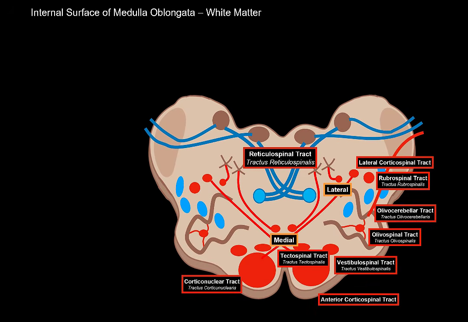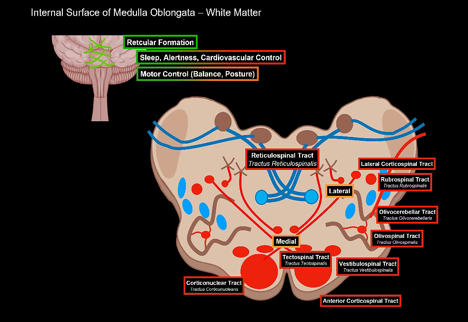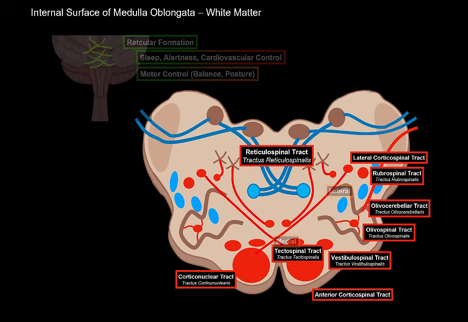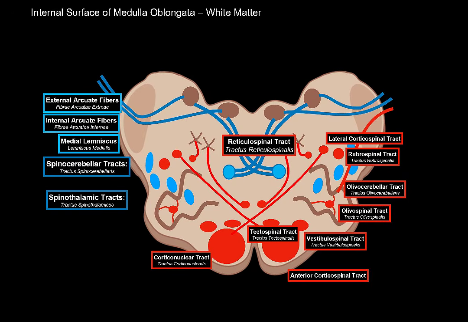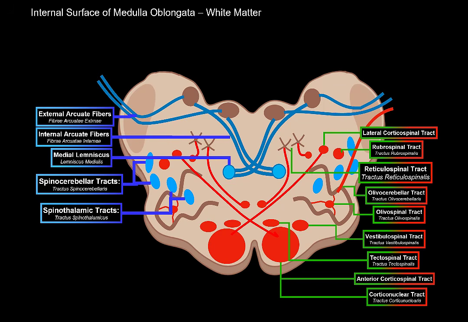They come from the reticular formation inside of your brainstem, and the reticular system is responsible for sleep and alertness and cardiovascular control and breathing and all of those vital things, but they're also responsible for motor control like your balance and posture through the reticulospinal tract. So that is all of these. Let's now just clean up the labels and add a little color to differentiate them.